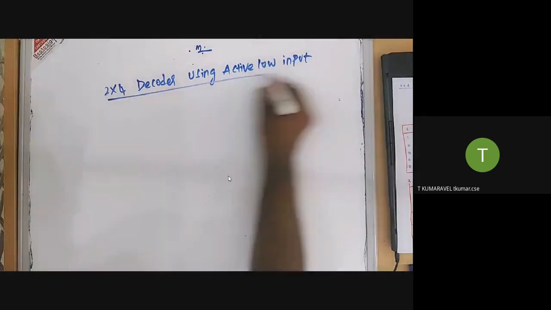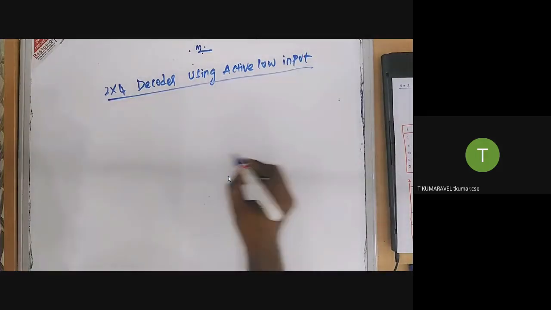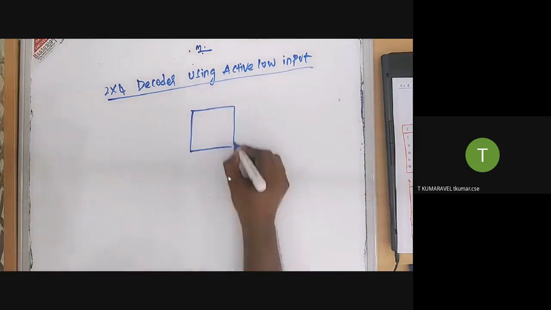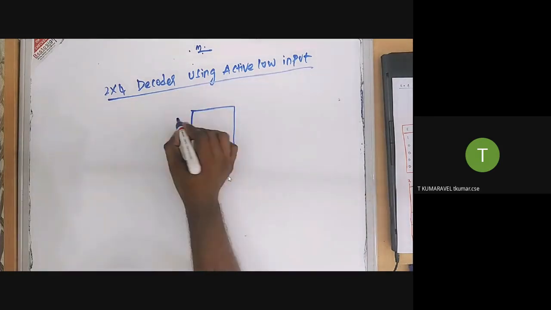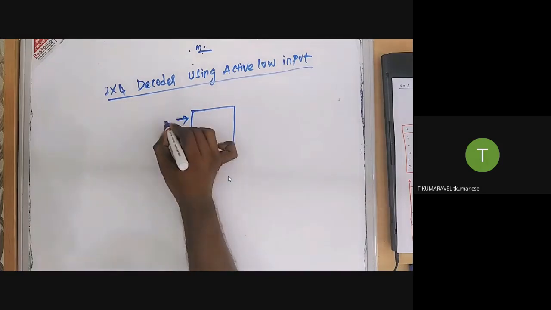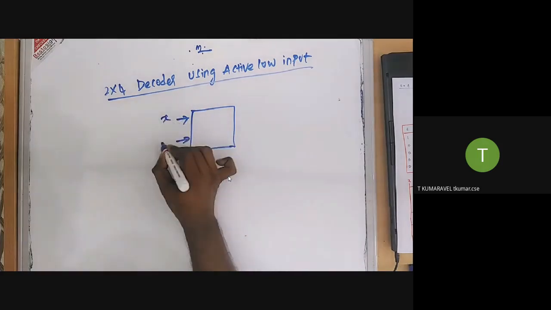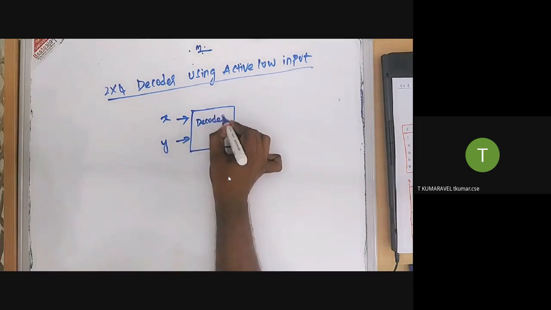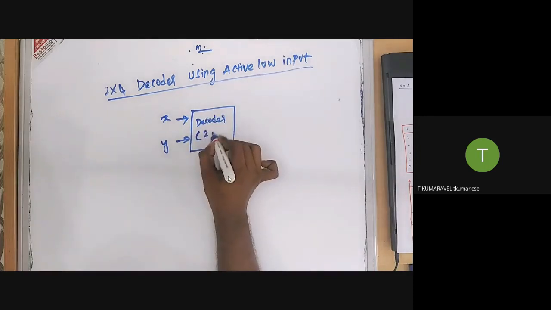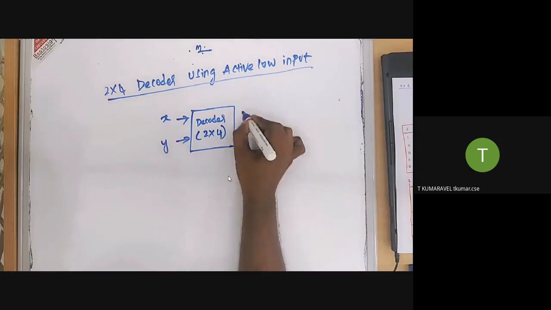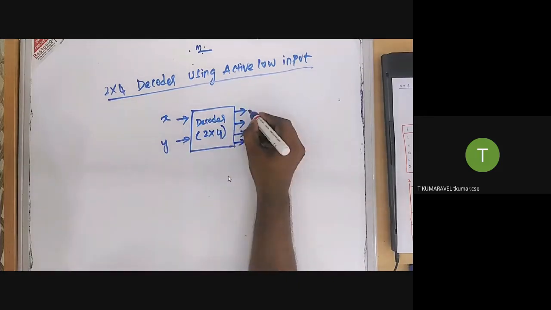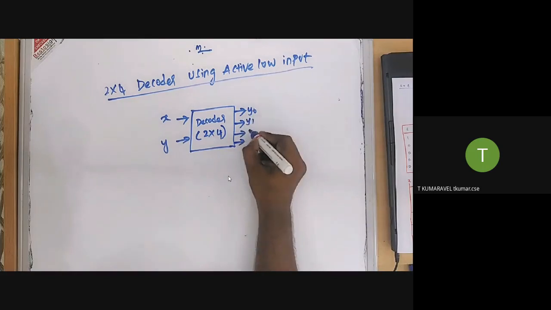What is the meaning of active low input? Already we have seen. This is a decoder. It is going to take two input variables, namely x and y. That is denoted as 2 by 4, where 2 is the input and 4 is the output. It is going to generate the outputs Y0, Y1, Y2, and then Y3.